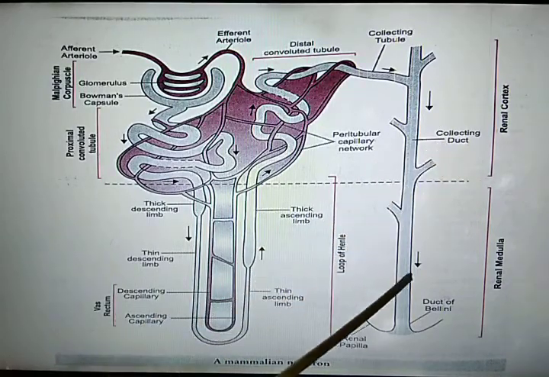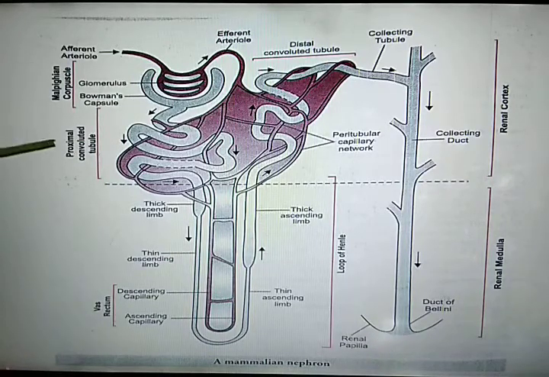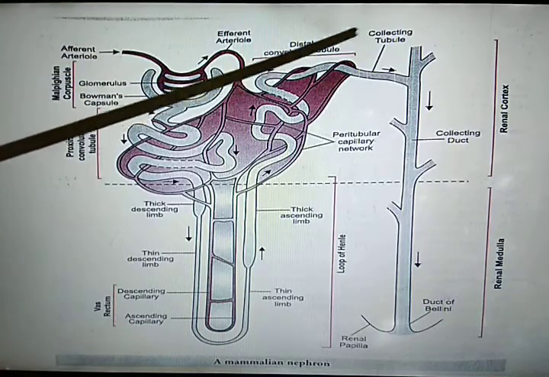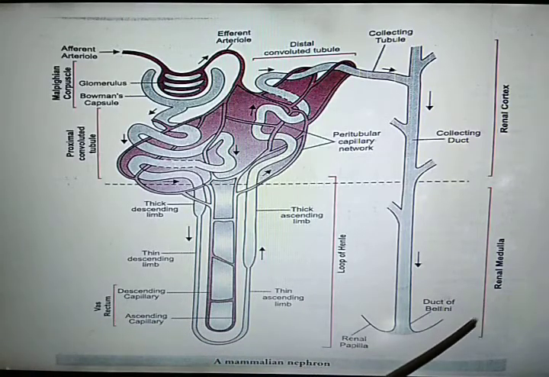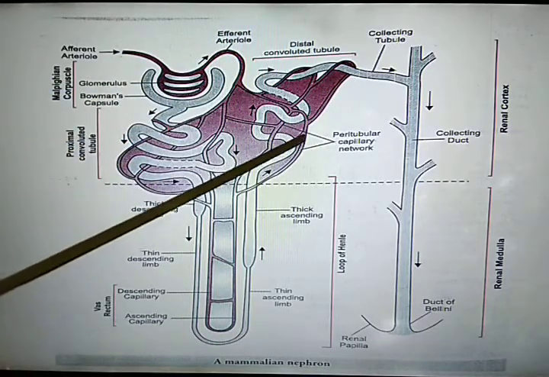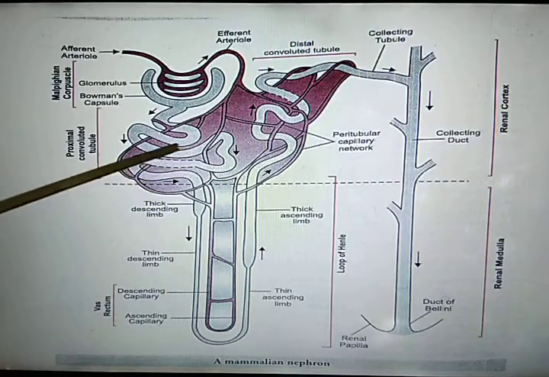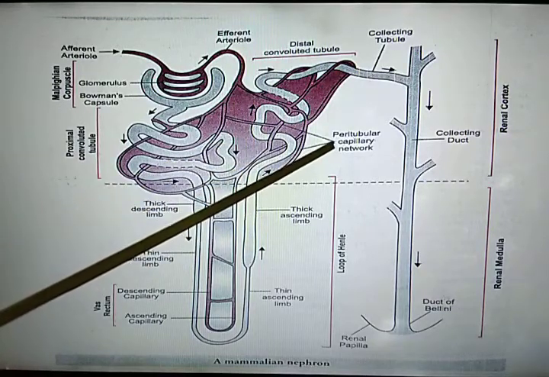These collecting ducts open into a larger duct known as the duct of Bellini. The duct of Bellini opens into the minor calyx, then into the major calyx, then into the renal pelvis, and further into the ureter. The Malpighian corpuscle, proximal convoluted tubule and distal convoluted tubule lie in the cortex region, whereas the loop of Henle lies in the medullary region. And the efferent arteriole forms a tuft of capillary around the renal tubules, like the proximal convoluted tubule and distal convoluted tubule, that is known as peritubular capillaries.